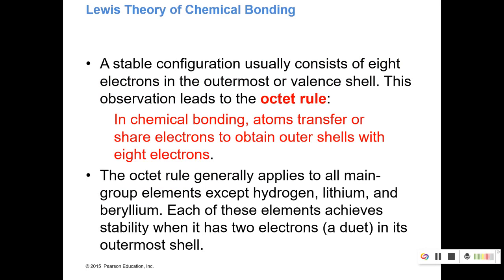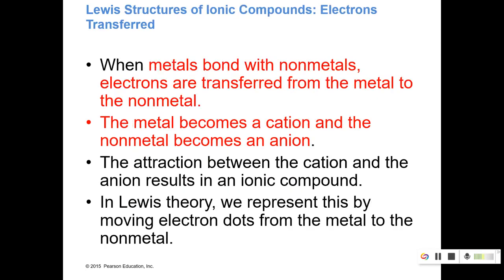So the octet rule, again, is just that every atom wants to have 8 valence electrons. Now there are a couple exceptions, the biggest ones being hydrogen and helium. Again, we'll get to those when we do the covalent bonding next class. So they will either transfer or share electrons so that they have 8 total in their outside shell. Octet rule.